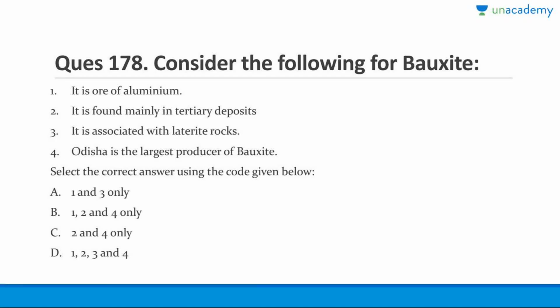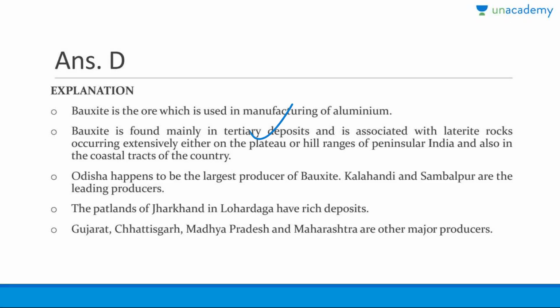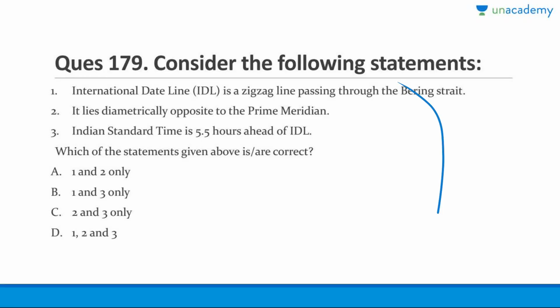Question 178. Consider the following for bauxite. It is an ore of aluminium found mainly in tertiary deposits associated with laterite rocks. Odisha is the largest producer of bauxite. All these statements are correct. The answer is D, 1, 2, 3, 4. India, so you can see here.